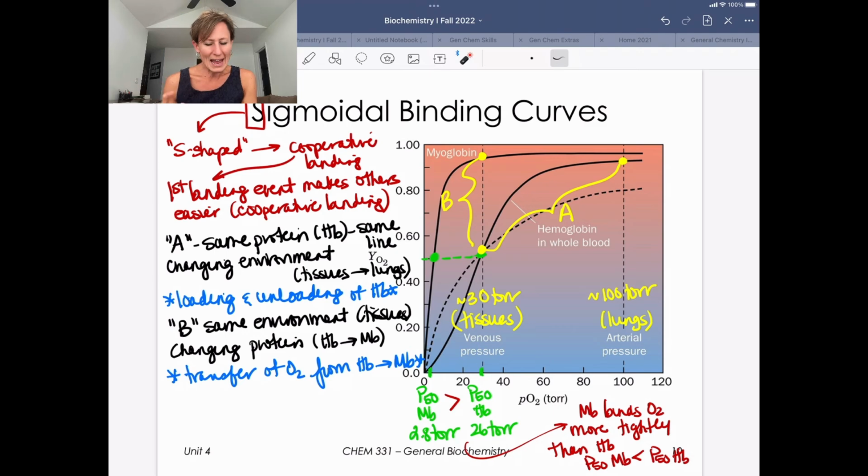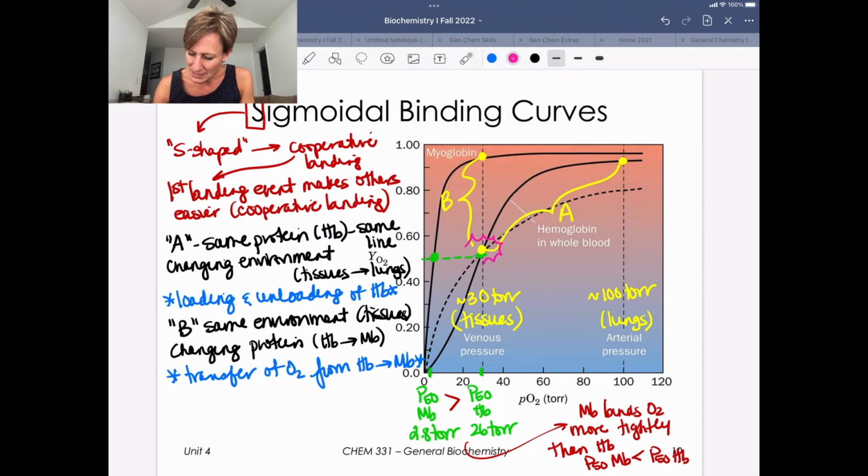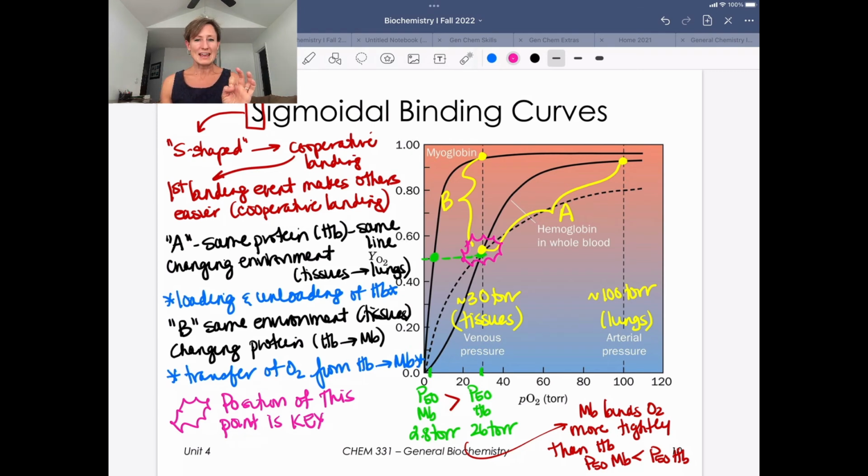Okay, so the last thing to mention here, and this is going to tie into how we can manipulate this, is the position of this point is key. Okay, and this really represents the idea that we can affect this transfer of oxygen from hemoglobin to myoglobin. So let's imagine this.